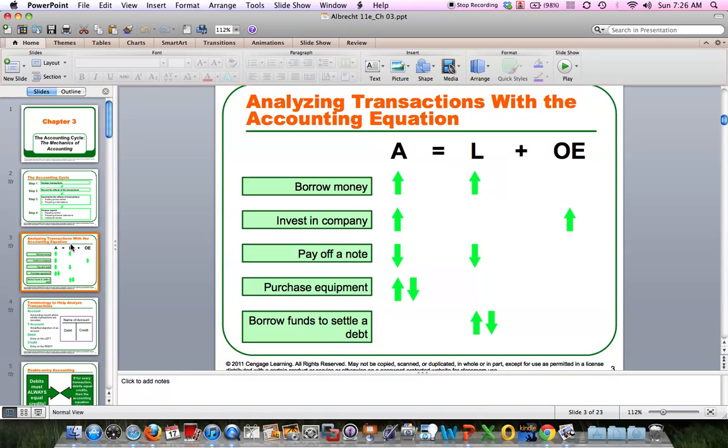And then finally, the last one says borrow funds to settle a debt. What if I'm refinancing debt? What if I'm borrowing from one company or one bank to pay off another bank because I've got more favorable interest rates or just better repayment terms? And so obviously, one liability goes up, one liability goes down.